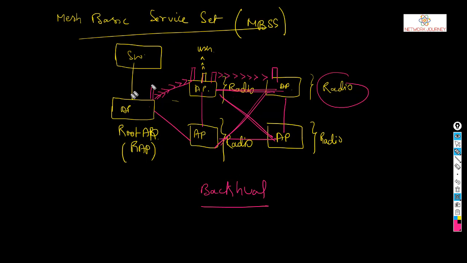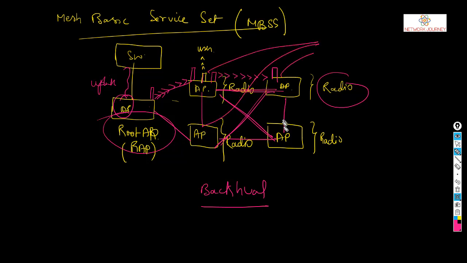And who is that access point which is forming an uplink with the switch? That's called the root AP, and we call all the other APs MAP, which is nothing but mesh AP. Okay, mesh AP and root AP.